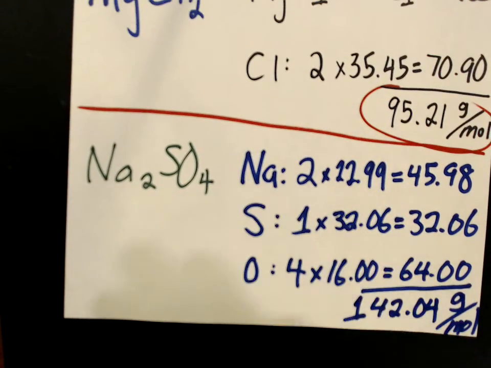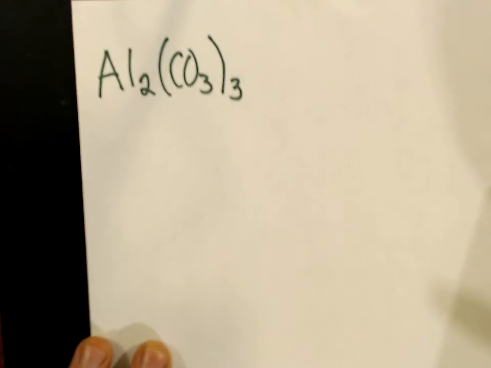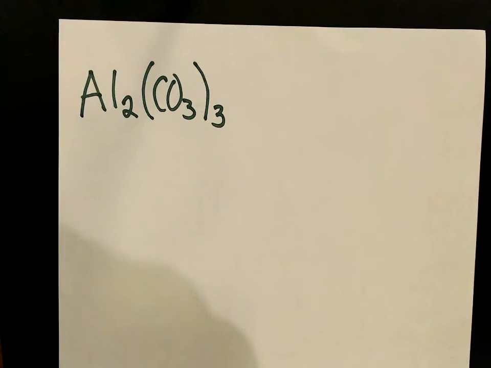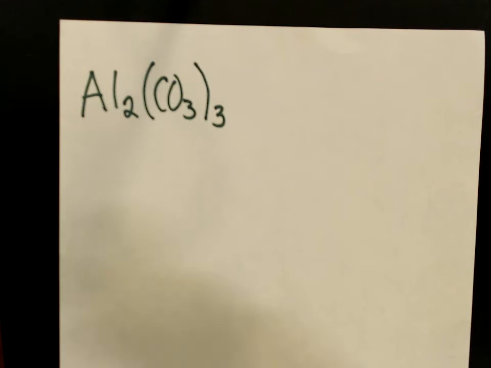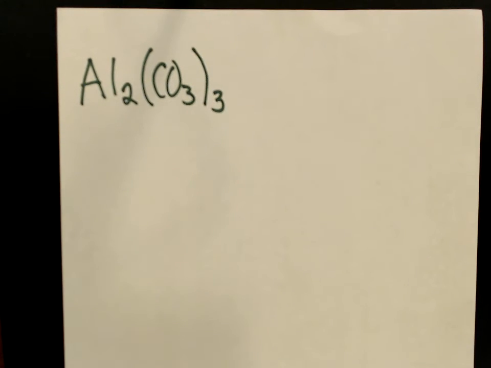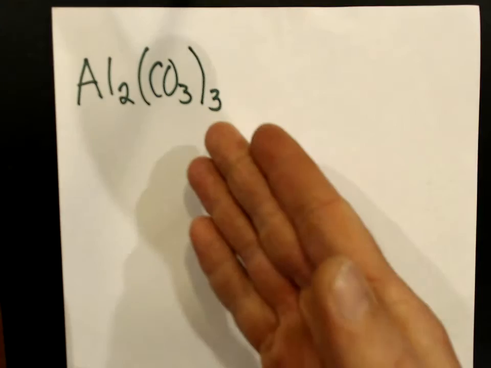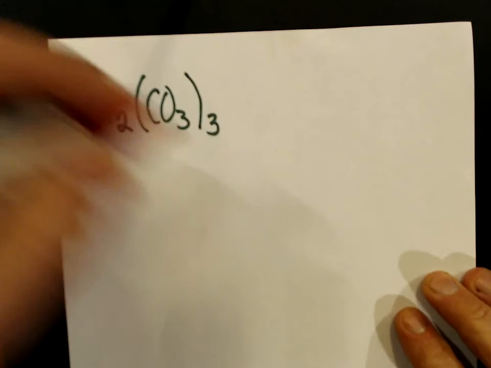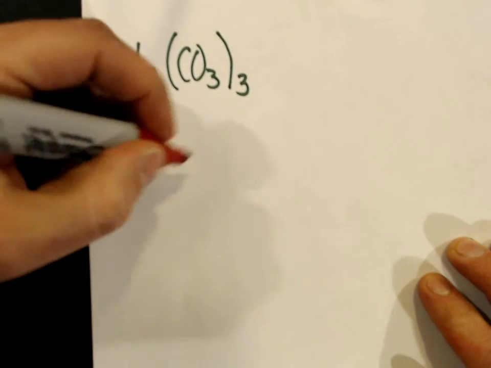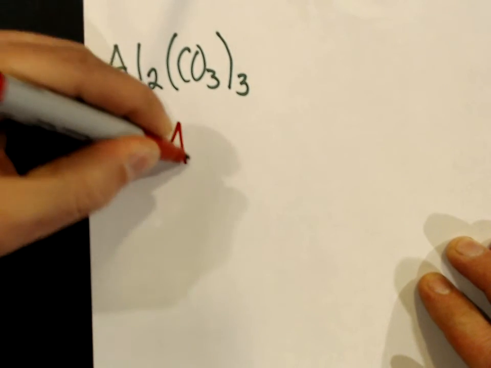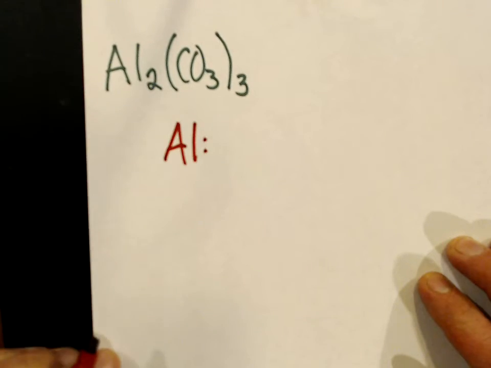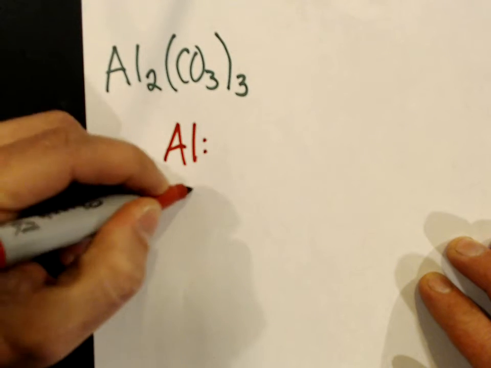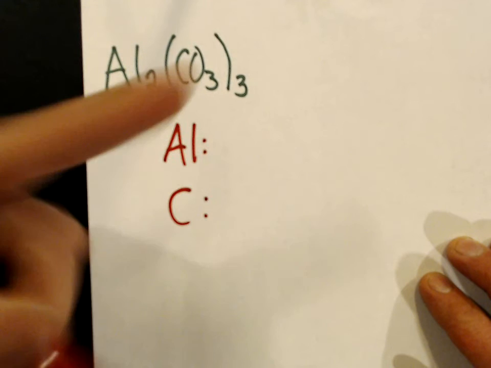Last example, and this one is slightly more challenging because it has parentheses, so pay close attention to how we navigate around the parentheses. I don't want you to get lost. All right, this is called aluminum carbonate. Class, this is aluminum carbonate. Say hi. What is the formula mass of aluminum carbonate? First step, list the elements. We got aluminum, aka Al, carbon, oxygen.